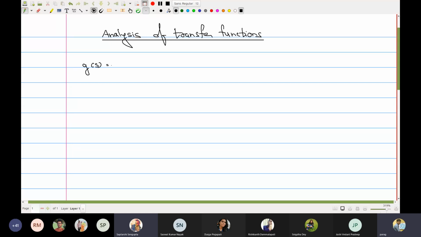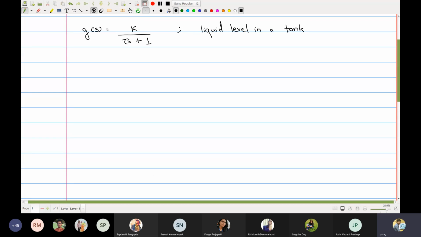It was of the form G of s equals K upon tau s plus 1. And we took an example of liquid level in a tank, right? So the dynamics of liquid level in a tank was described by a transfer function of this type.